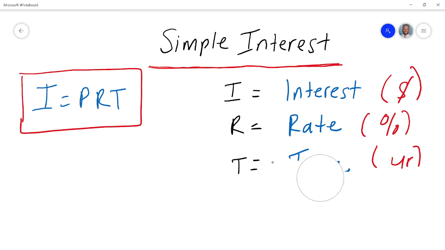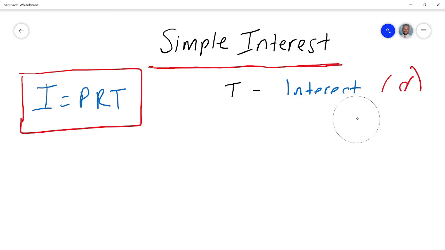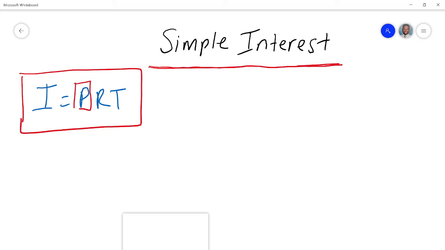Now that we've established that interest is principal times rate times time, let's look at different situations where, say for instance, we want to make P the subject of the formula. What do we need to do? In maths, we've learned a topic called changing the subject of the formula. So we're going to be using changing the subject of the formula to get P, R, and T.